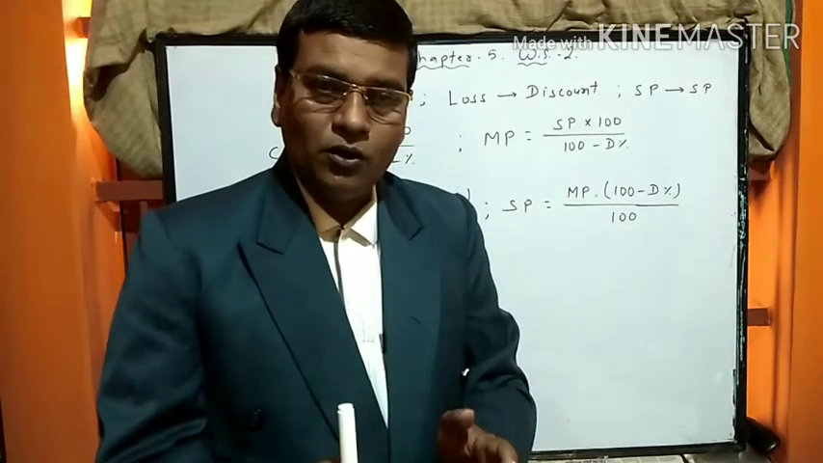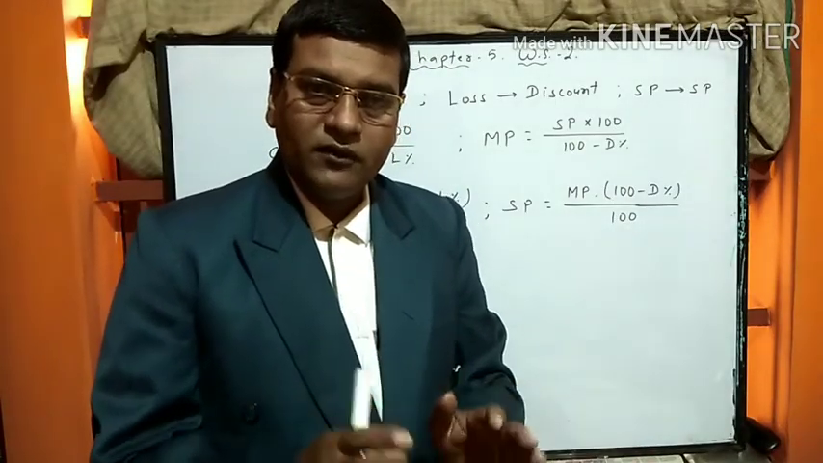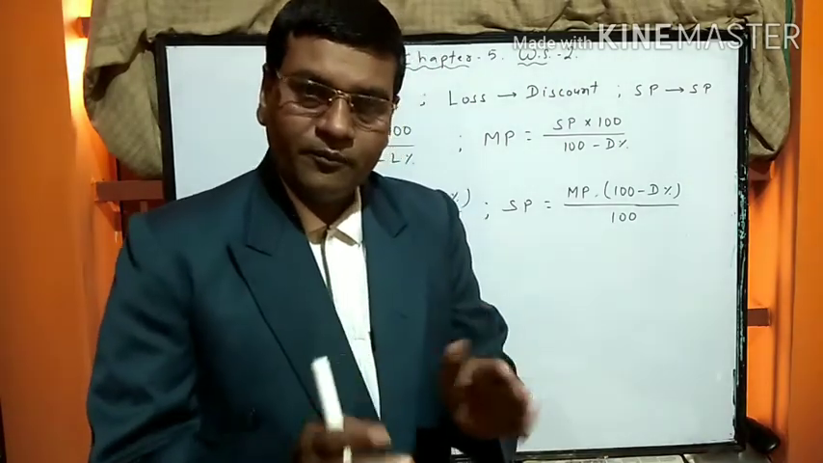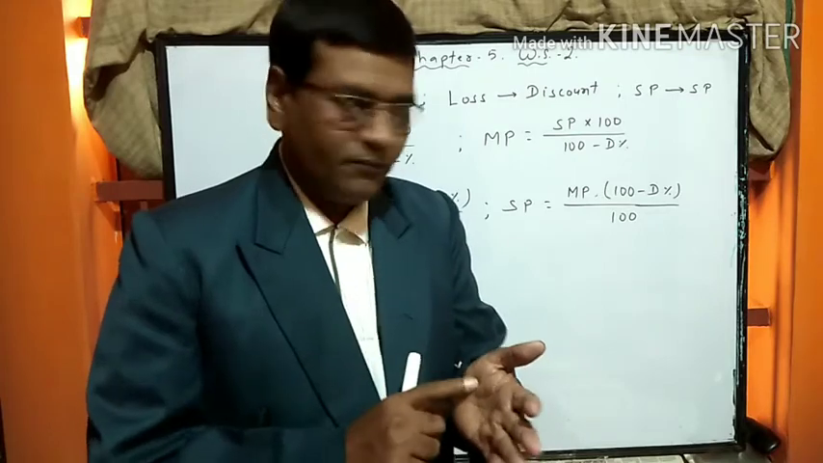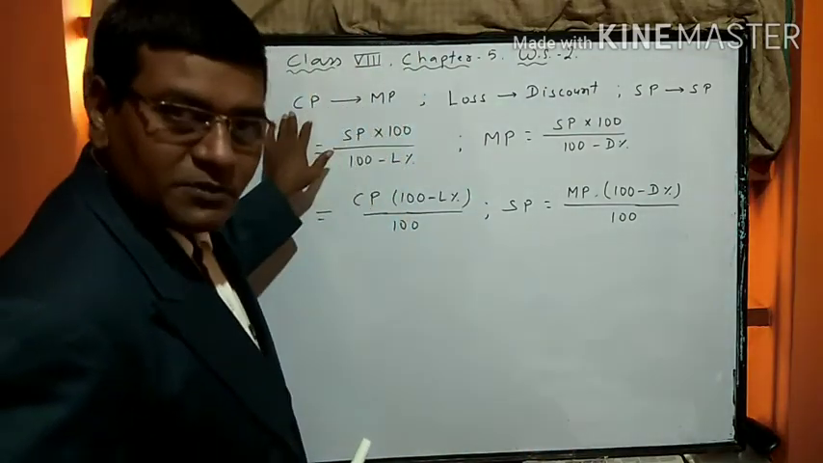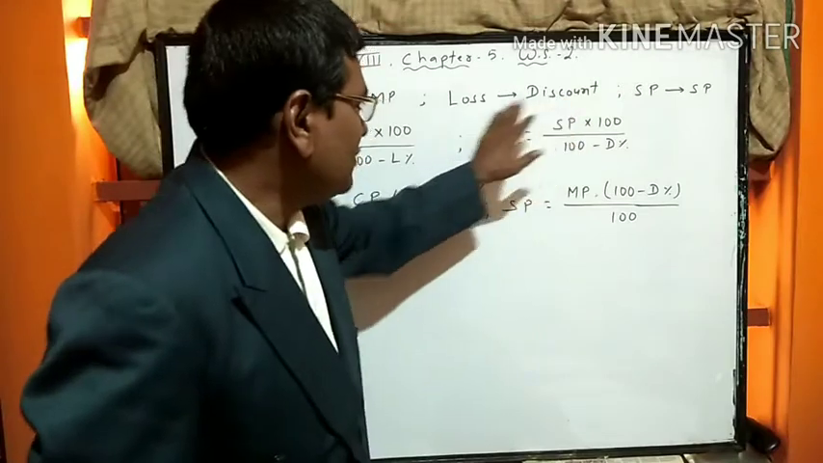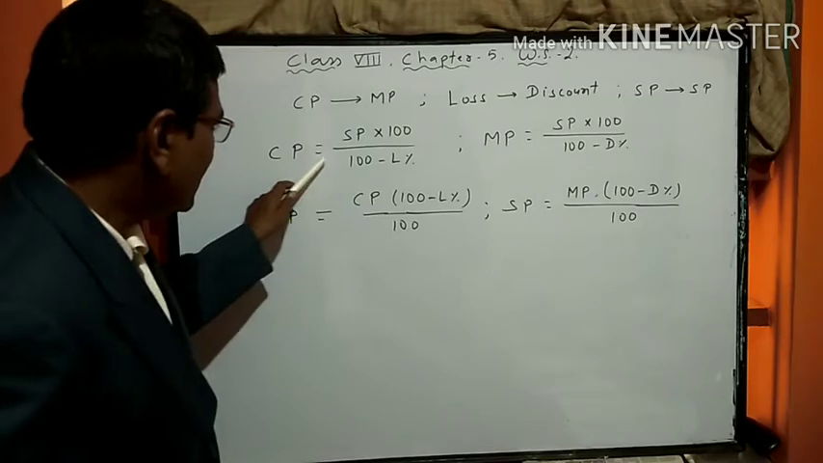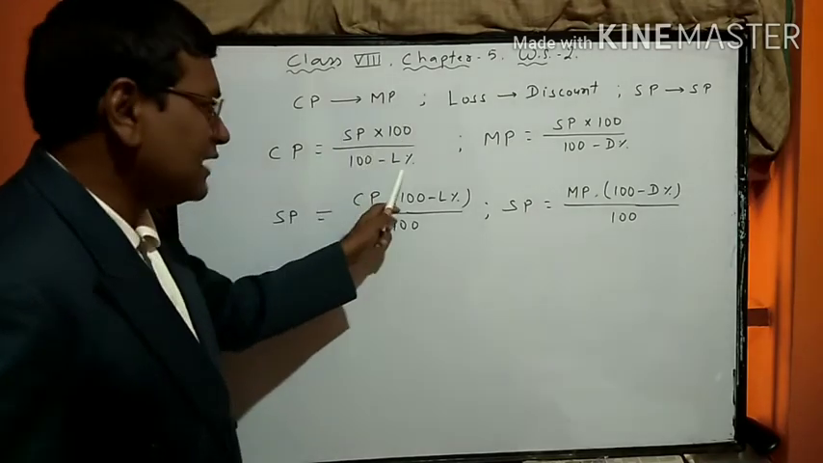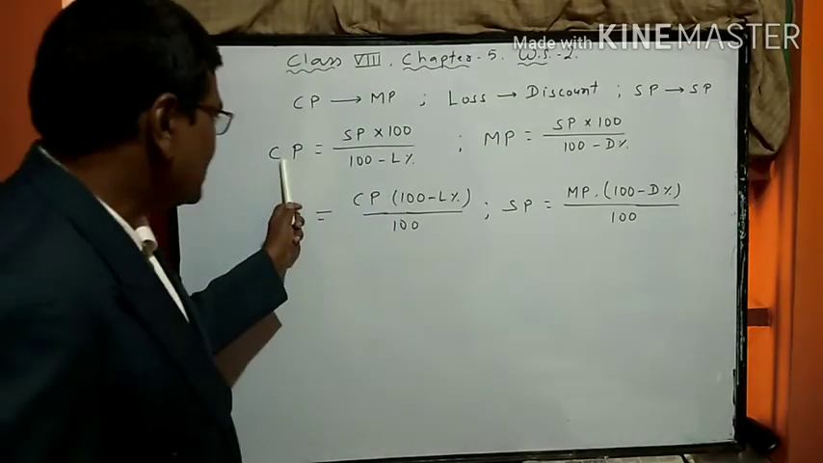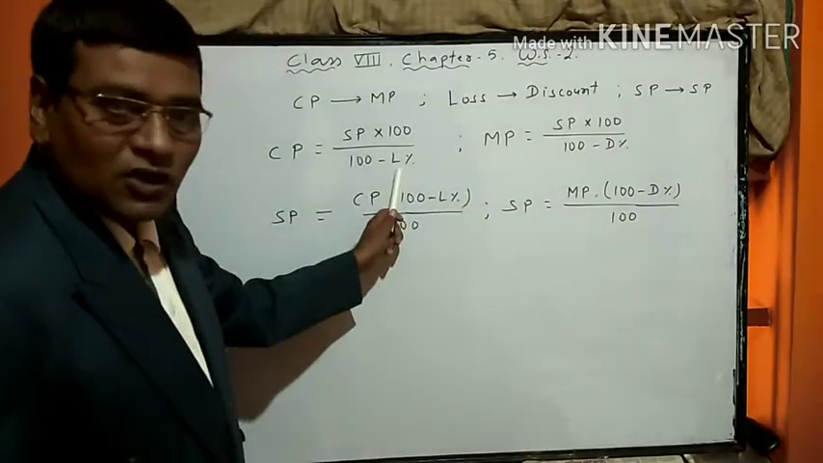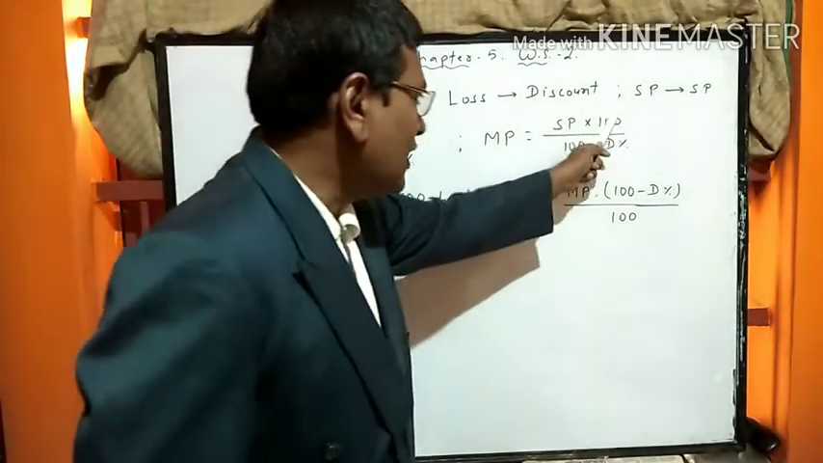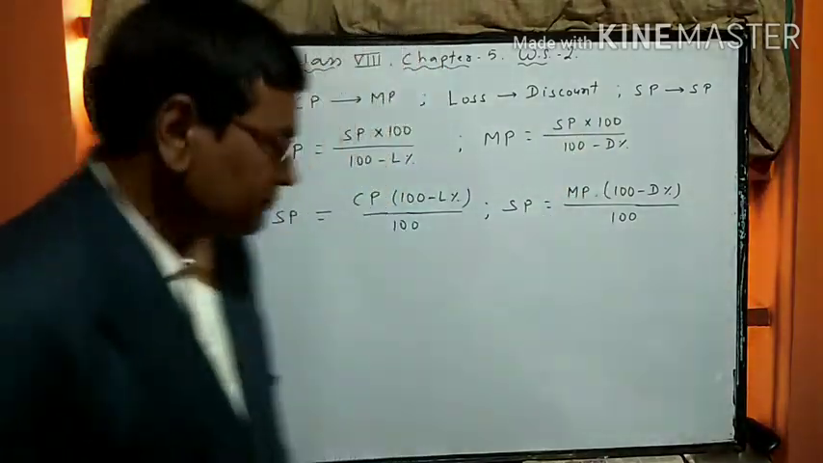You remember the formula of CP, SP, profit, loss, many more. Here you have to put MP in place of CP, MP in place of CP. Discount in place of loss. Let's see. CP equal SP into 100 by 100 minus loss percent. In place of CP, MP. In place of loss, discount. So it will be MP equal SP into 100 by 100 minus discount percent.